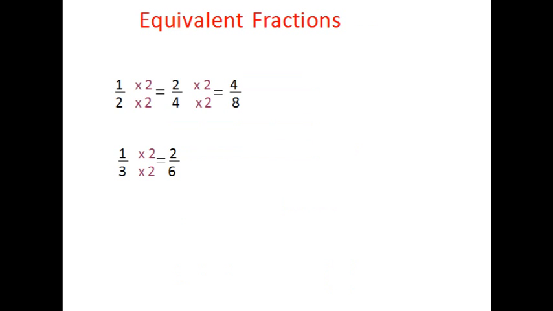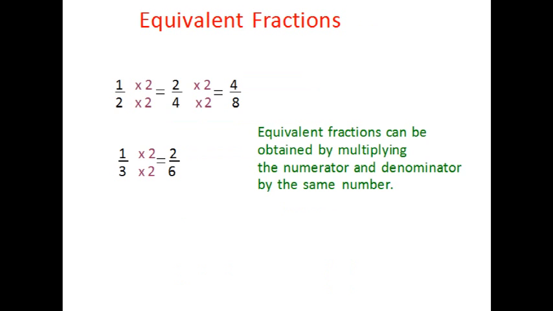Now here is another example. In this case 1 over 3, you multiply by 2, get 2 over 6. Now I have shown here 2, but you can also multiply by any other number. Say for example 10. If I take 1 over 3 and multiply by 10, the numerator and denominator, I would get 10 over 30. And 10 over 30 is equivalent to 1 over 3. So what I learn here is equivalent fractions can be obtained by multiplying the numerator and the denominator by the same number.